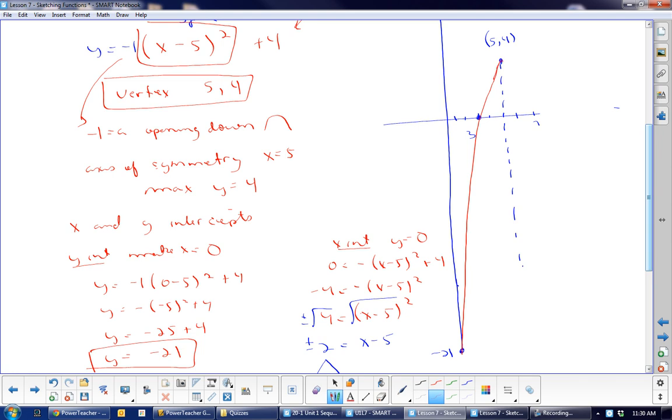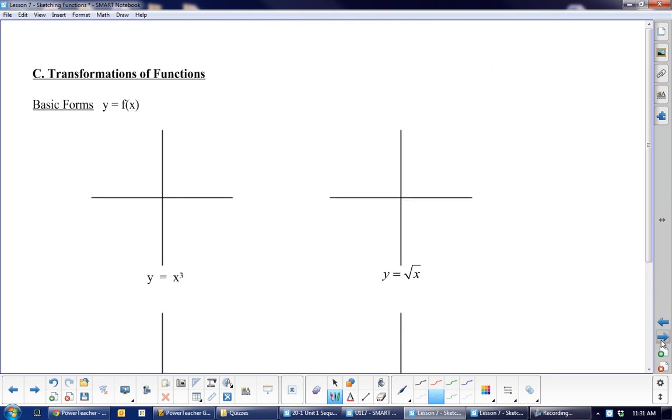Okay, it should have a bit of a... So that's just a huge review in gathering all that information to be able to... Okay, do I need to do that other completing the square, or do you guys remember how to do it? Good.